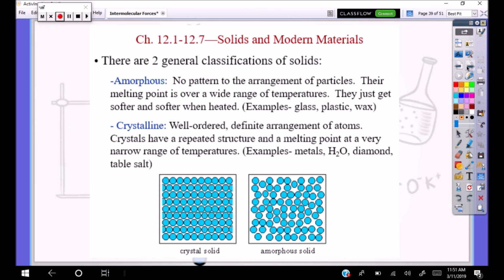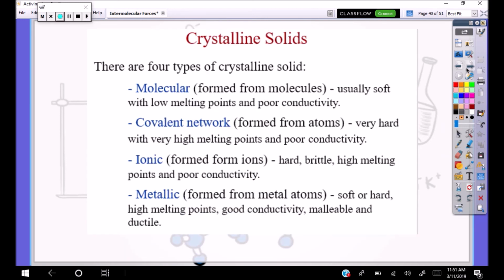When we're talking solids, I mentioned at the beginning amorphous and crystalline solids. Amorphous are kind of all over the place. There's no real rhyme or reason to their arrangement. Whereas things that are crystalline have a well-ordered, definite arrangement. And there's some examples there that you can read through. The different types of crystalline solids, we've got molecular, covalent network, ionic, and metallic.